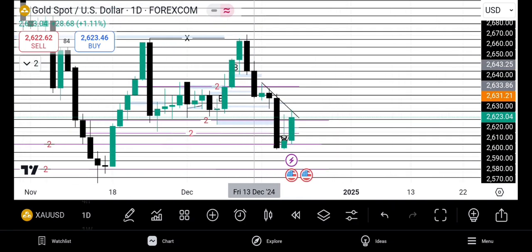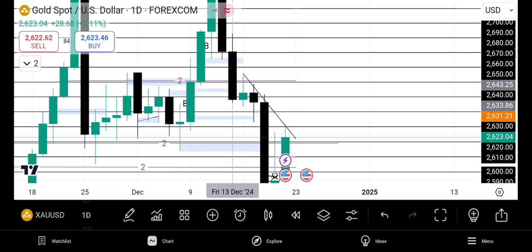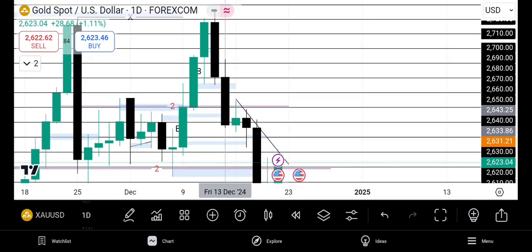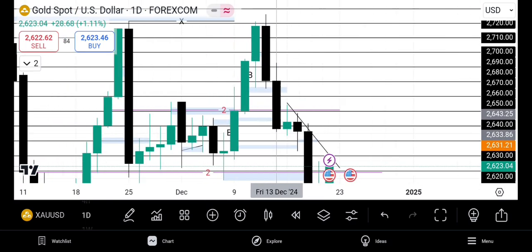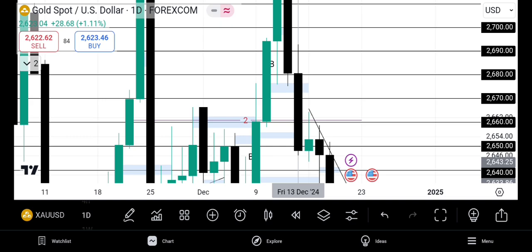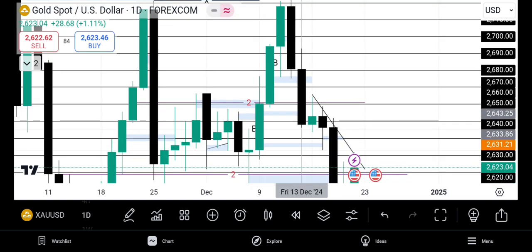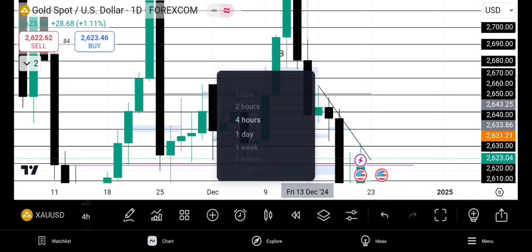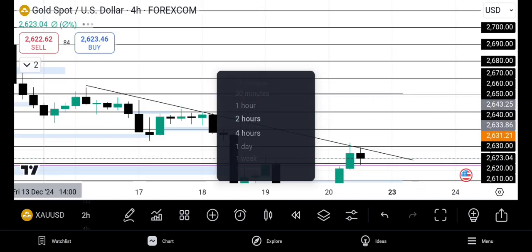So what happened after that? My expectation for the next week was selling opportunities. So what did I do? I marked out zones that the market has reacted from firstly. And let's go down to the 2-hour time frame.